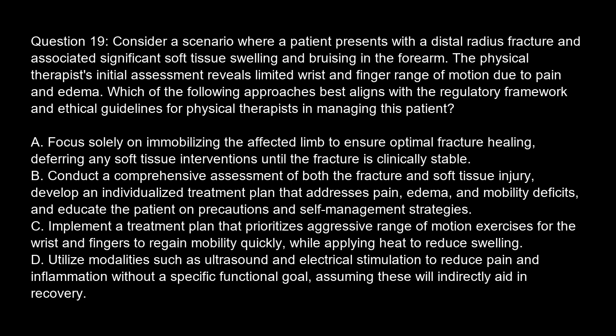Option C. Implement a treatment plan that prioritizes aggressive range of motion exercises for the wrist and fingers to regain mobility quickly, while applying heat to reduce swelling. Option D. Utilize modalities such as ultrasound and electrical stimulation to reduce pain and inflammation without a specific functional goal, assuming these will indirectly aid in recovery.